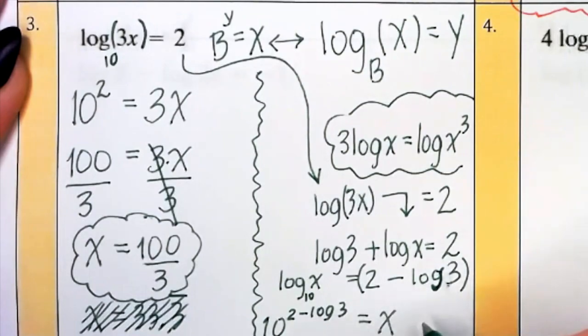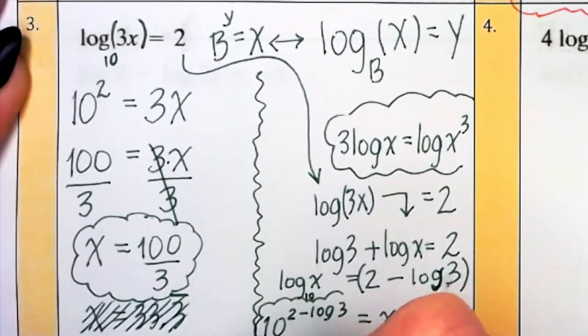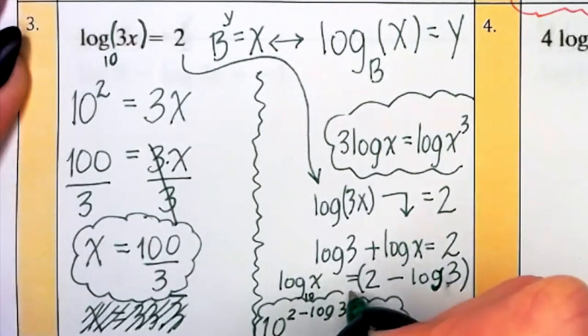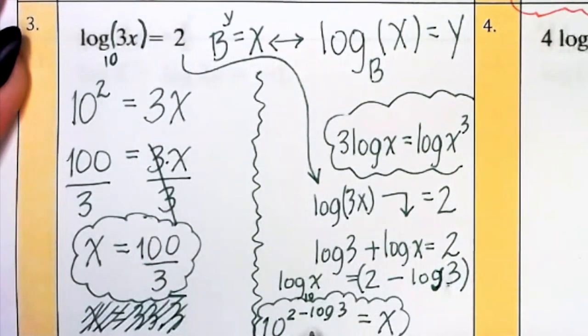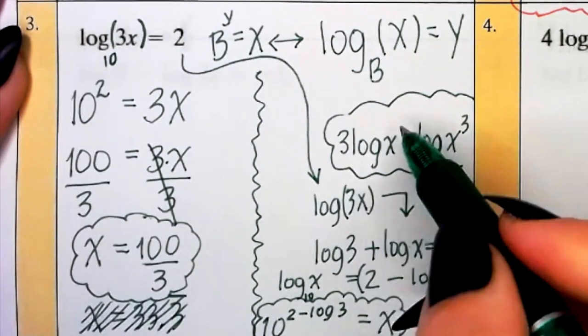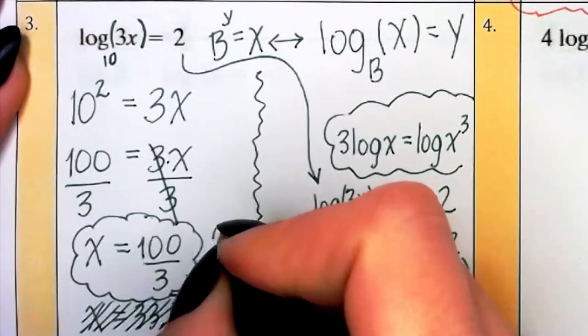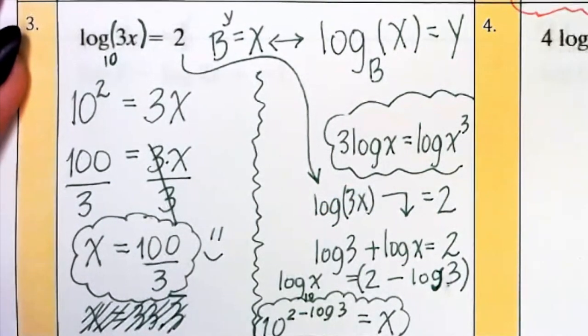equals x. That's not wrong, but it wasn't necessary. It's a little messier looking. I think that is a little bit scarier looking, you know? So no need to do anything that way. All right? That's not wrong. This is better. We like this a little bit more.